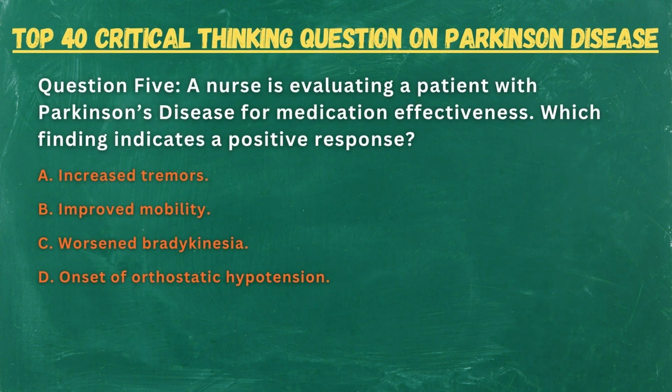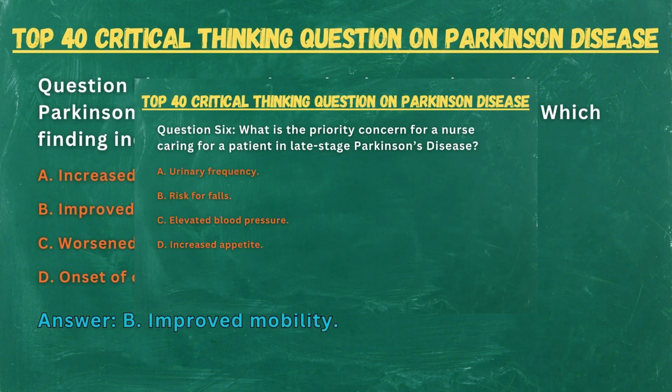Question 5. A nurse is evaluating a patient with Parkinson's disease for medication effectiveness. Which finding indicates a positive response? A. Increased tremors. B. Improved mobility. C. Worsened bradykinesia. D. Onset of orthostatic hypotension. Answer: B. Improved mobility.